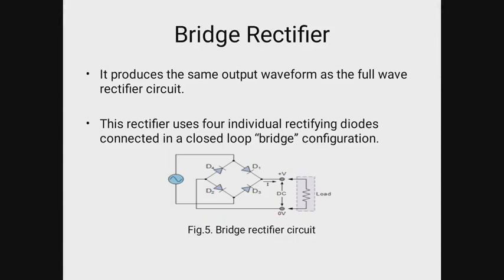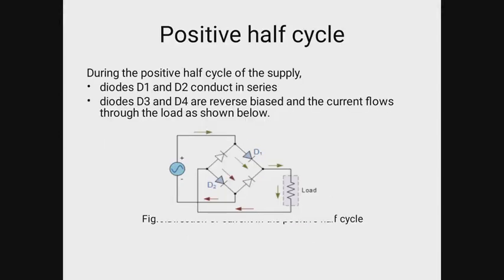Now I am going to the bridge rectifier. So here we are connecting four diodes instead of two, which are diodes D1, D2, D3 and D4. The same output waveform will be produced by this full wave rectifier circuit. This kind of configuration, using four individual rectifying diodes, forms a closed loop, and this is called a bridge configuration.